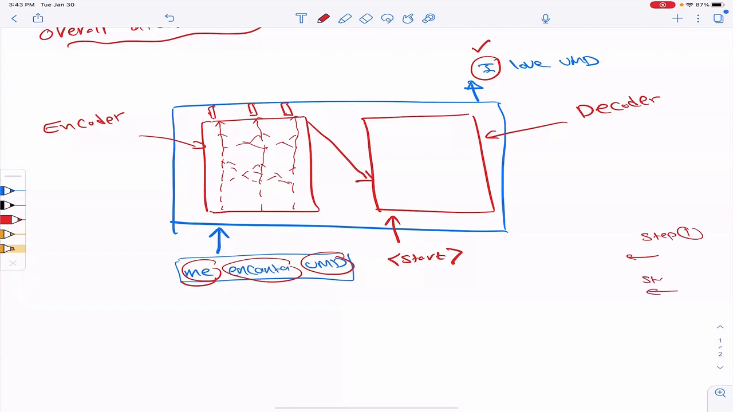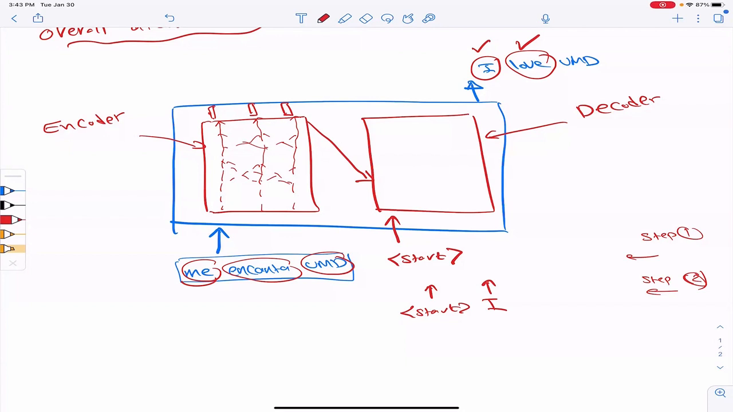For step 2 in my decoding, not only am I going to have the start token as an input to my decoder, I'm going to have the previously generated token, which is "I", as input to my decoder and generate the next word. In this case, it will be "love", and keep going. So that is going to be my decoding process.